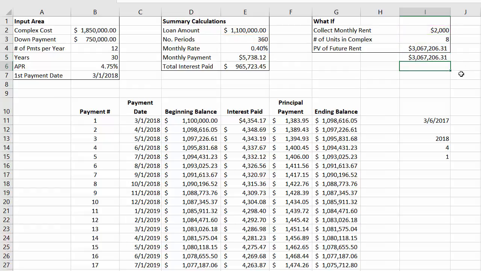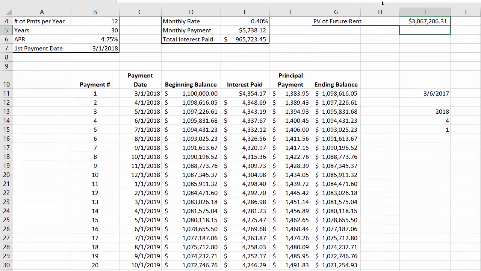That'll be worth $3,067,206.31. So that's what I could potentially make from this investment. I'll go ahead and delete that.